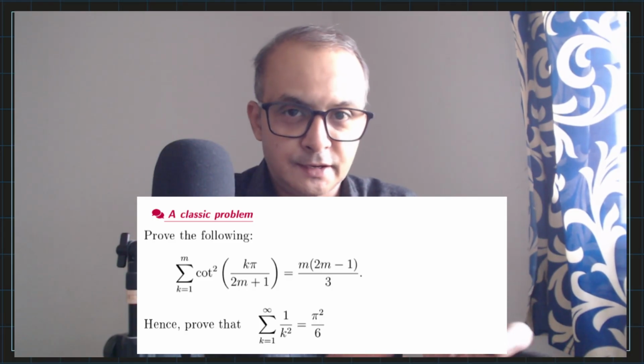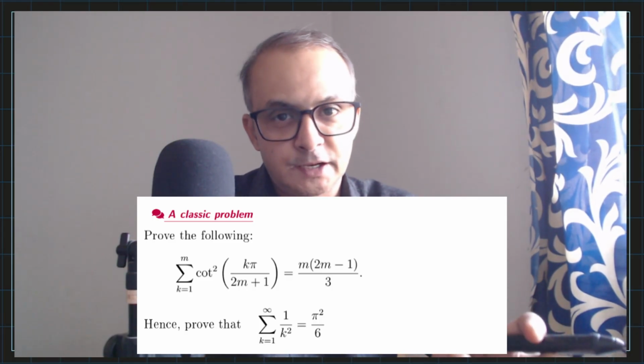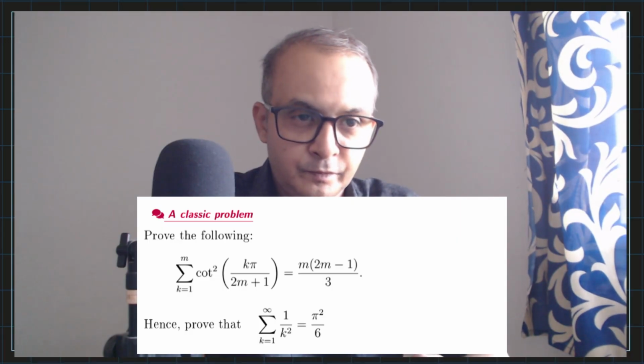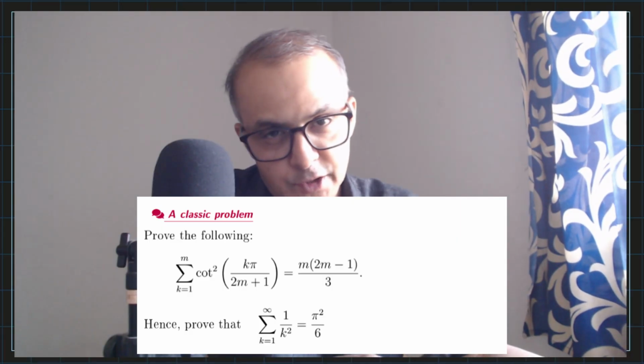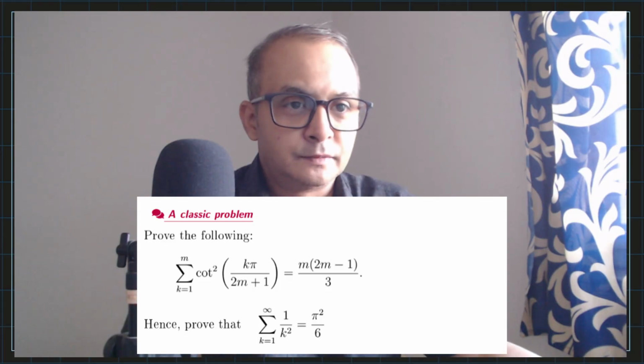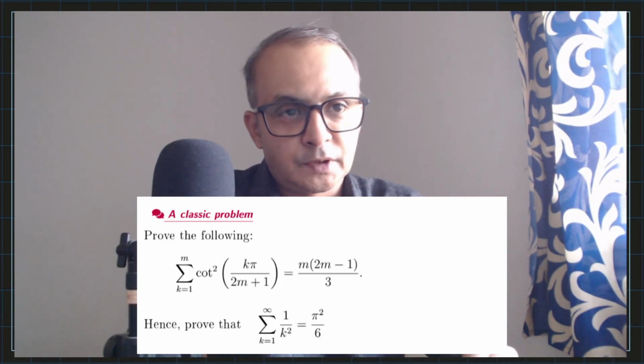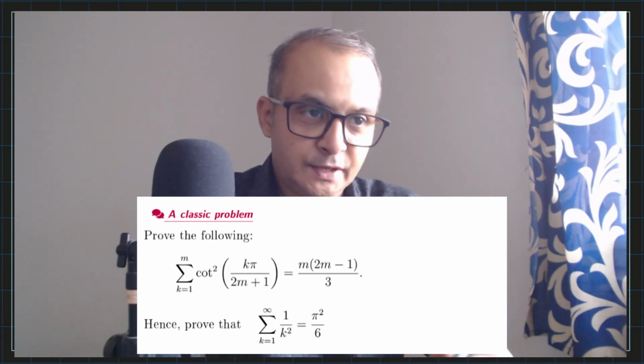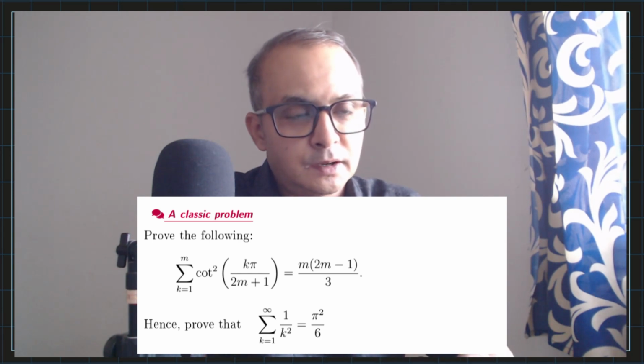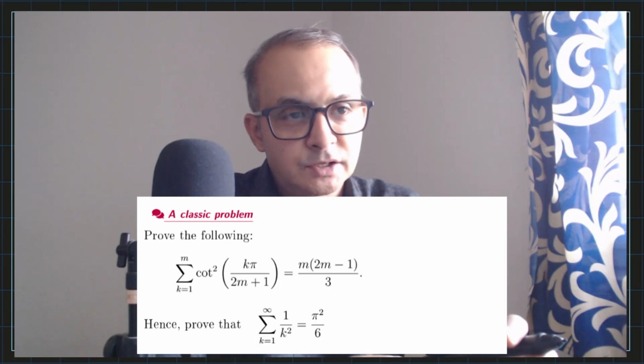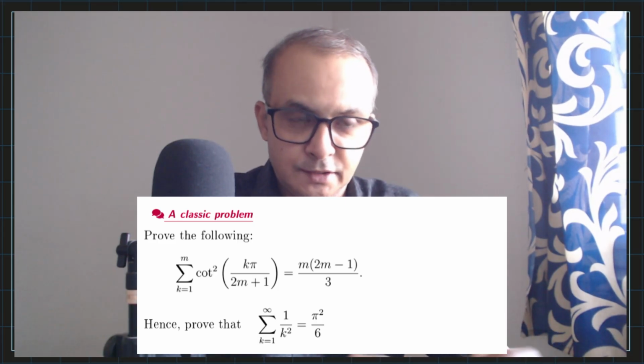As you can see, it is present on the right hand side of the equation, what we have to prove. But that's not the end of the story. Further, what is hidden inside this finite identity is something much deeper. A bridge to an infinite result.